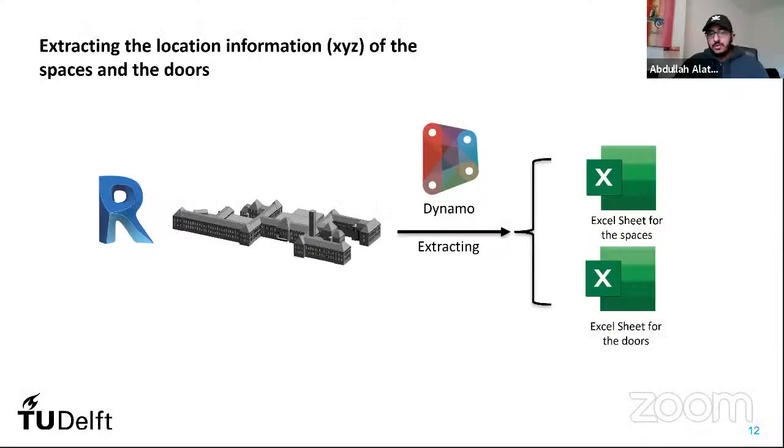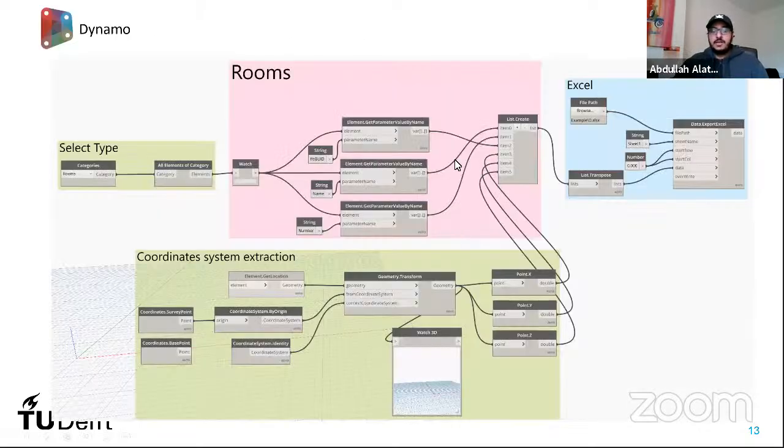that allow to do a lot of functions. One of them is extracting the X, Y, and Z. We will extract them into Excel sheet. This is the graph that allowed me to extract the X, Y, and Z, the location of each of the spaces. It contains these 4 stages.